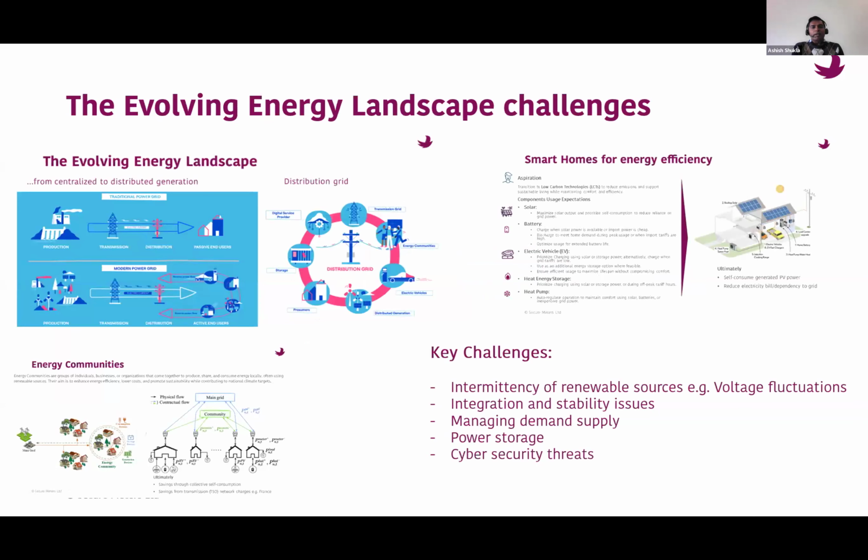So the challenges: the intermittency of the renewable sources, as I told you, is that it's not a constant source of power. So there will be fluctuation, there will be power quality issues. Integrating this component into the grid also creates a challenge, because they have to manage the power quality, not only the voltage, but also when they're injecting, they have to maintain the same frequency level so that it doesn't create harmonics in the system. Managing the demand and supply, and then also the power storage. If they have excess power, how can I save it so that it doesn't go to waste?